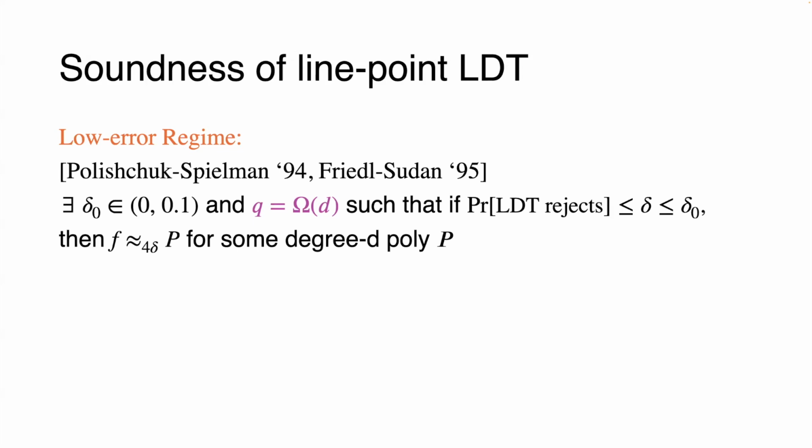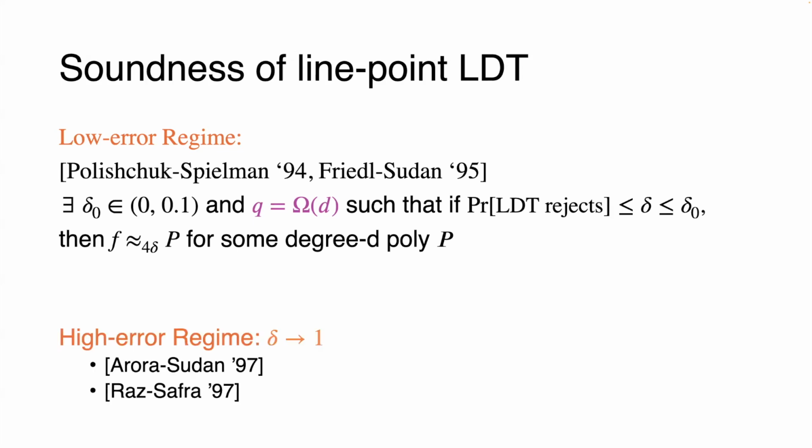A very natural question is whether we can ask the high error version of the same thing, in the sense that suppose a low degree test passes with a non-trivial probability, maybe not close to 1, can we still somehow give an explanation for how this points table is able to pass the low degree test with non-trivial probability? This regime is often referred to as the high error regime. And this has been studied by Arora-Sudan and Raz-Safra, and we'll be discussing that next.